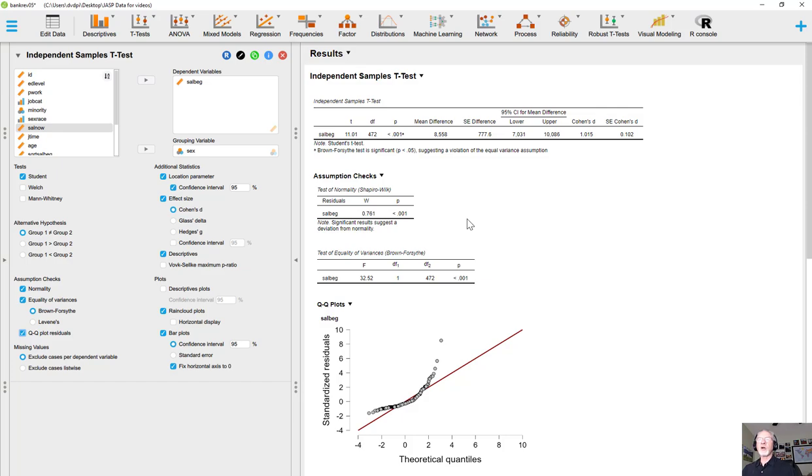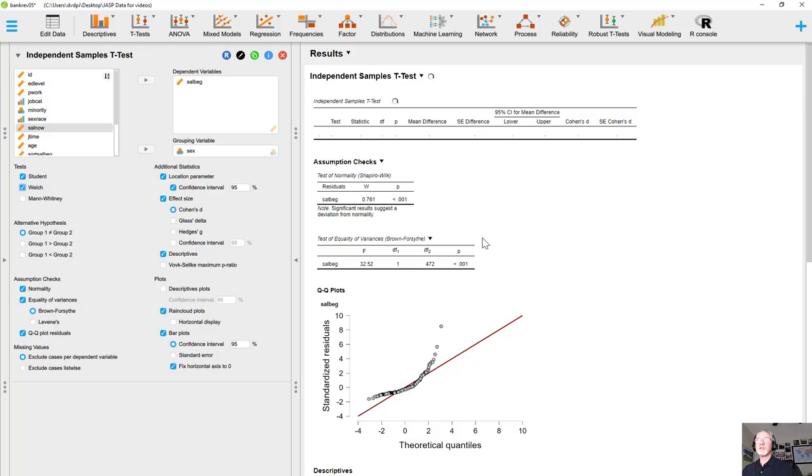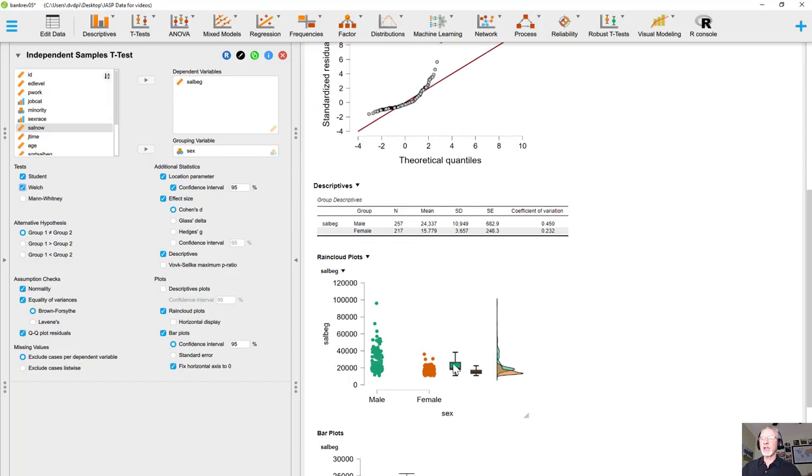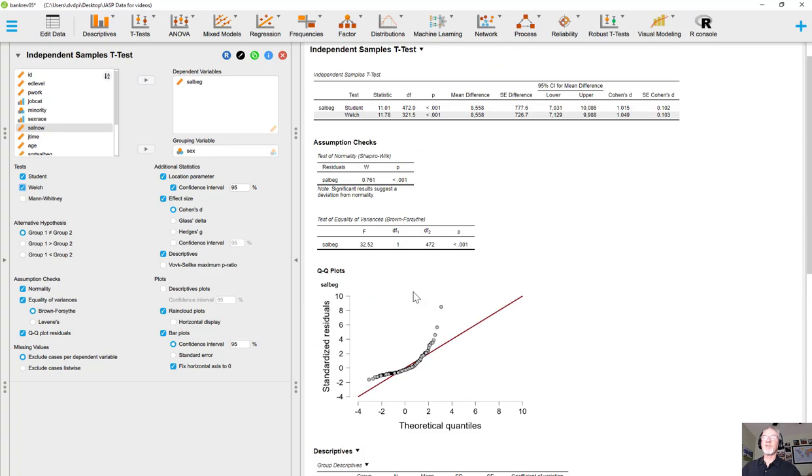So what are our options for making sure that we're making a valid inference? Well, when we're violating the equality of variance assumption, you can do a Welch correction. So here's the Welch correction, and it's coming out showing pretty precisely the same thing. So it doesn't seem that the violation of the homogeneity of variance assumption is having a detrimental impact on the inference that we're making.